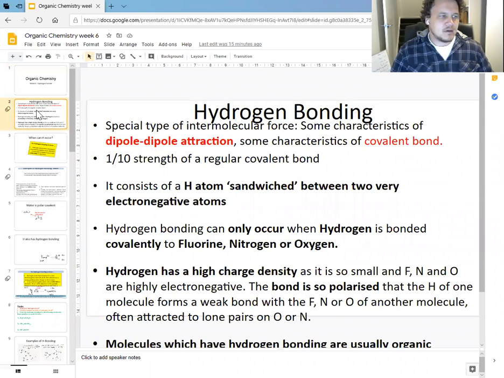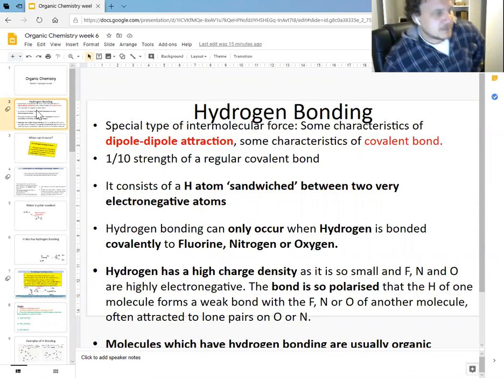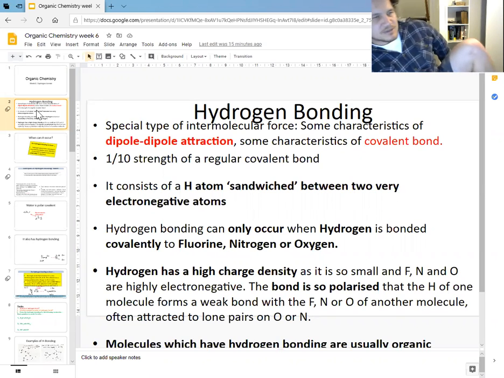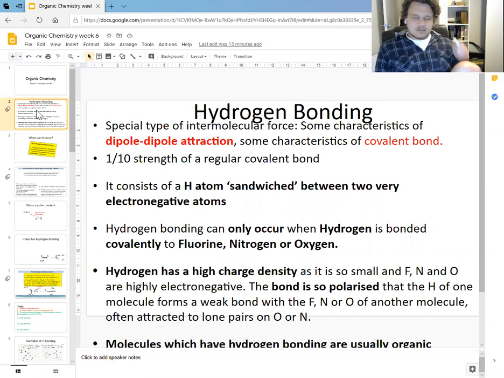So, hydrogen bonding is a special type of intermolecular force. It has similar characteristics to dipole-dipole forces and of a covalent bond. And it's about 10% of the strength of a regular covalent bond. Again, I will reiterate that these are intermolecular bonds. They do not create new molecules.